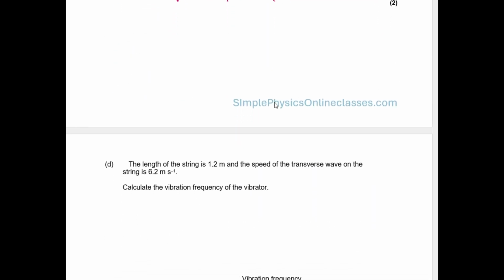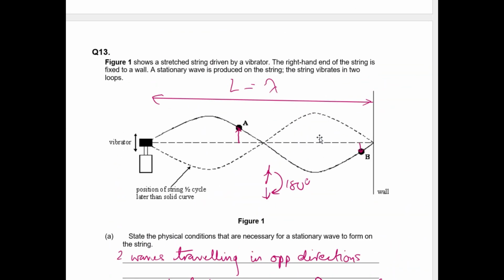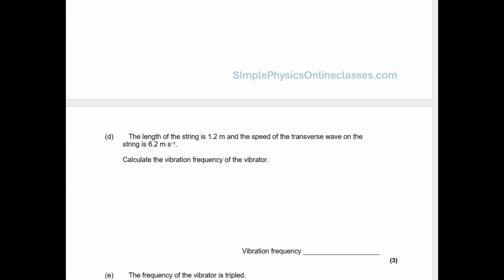So the length of the string is 1.2 meters, so 1.2 meters must be lambda. So that's equal to lambda. Okay, and the speed, so I'll give you V. All right, so from that, I should be able to work out frequency. So there's only one formula you need for this, V equals F lambda. And in this case, we're trying to work out F, so it's V over lambda. Put your numbers in, 6.2 over 1.2, which in this case is 5.2 hertz.